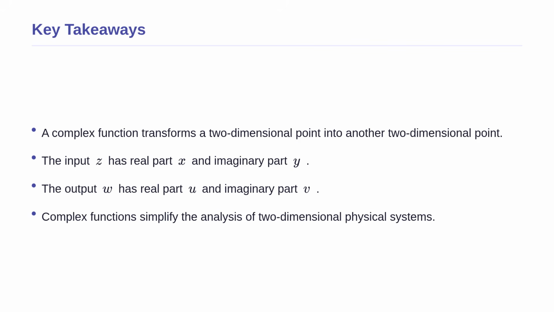Let us summarize what we have learned today. A function of a complex variable is simply a mathematical rule that transforms one two-dimensional point into another two-dimensional point. It takes an input with a real and imaginary part, processes it, and produces an output that also has a real and imaginary part. By breaking the function down into these two separate real number formulas, we can easily track how the horizontal and vertical positions change. This powerful tool forms the foundation for analyzing complex systems in physics and engineering.